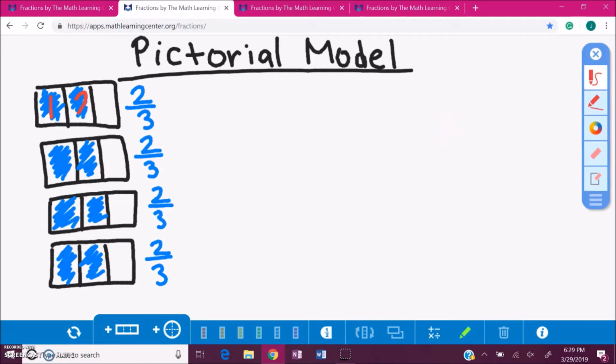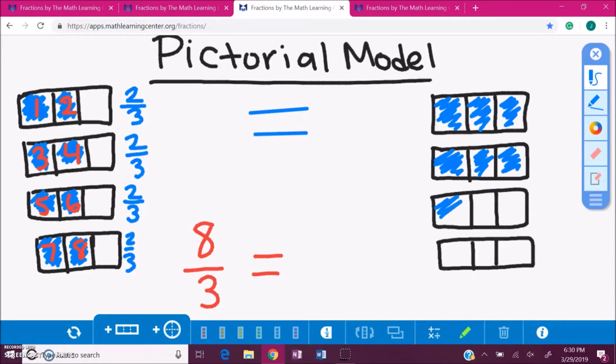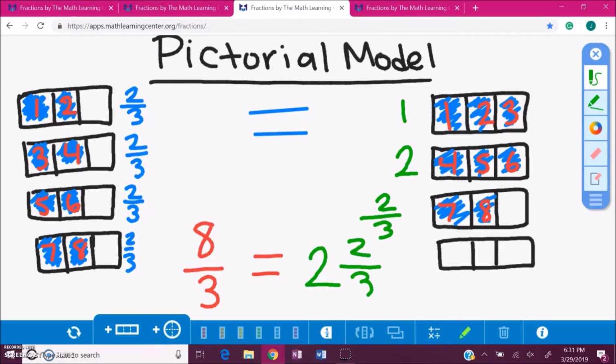We're going to count out how many shaded parts we have together. We have 8 parts shaded in. We can represent the shaded parts with the fraction 8 thirds. Another way to represent 8 thirds is to combine the 8 parts. The pictorial model shows us that we have 2 wholes and 2 thirds. This means 8 thirds is equal to 2 and 2/3.